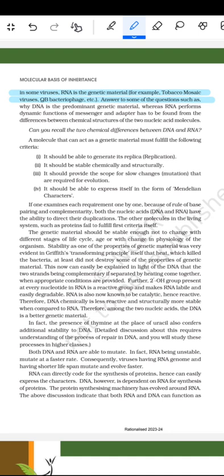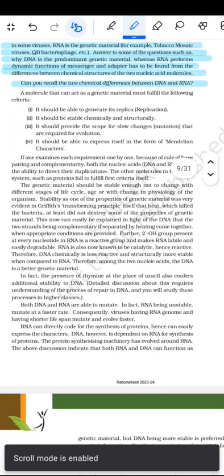Answers to some of the questions, such as why DNA is the predominant genetic material and why RNA performs the dynamic function of messenger and adapter, had to be found from the difference between the chemical structure of the two nucleic acid molecules. Can you recall the two chemical differences between the DNA and the RNA? फिर आता है कि a molecule that can act as genetic material must fulfill the following criteria.